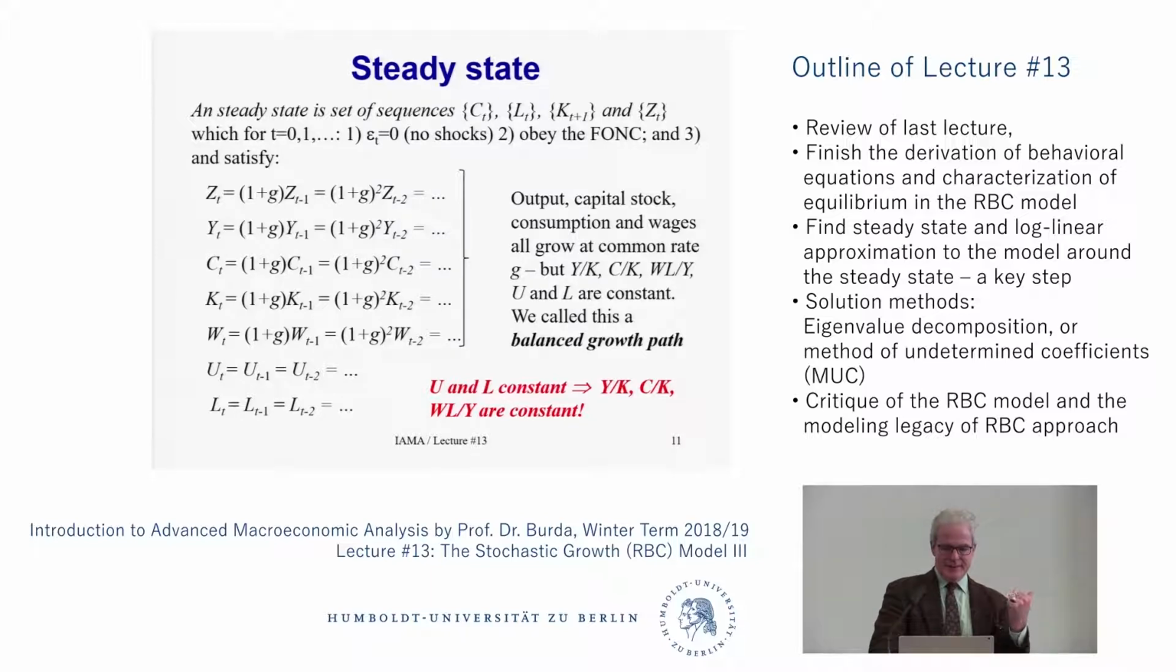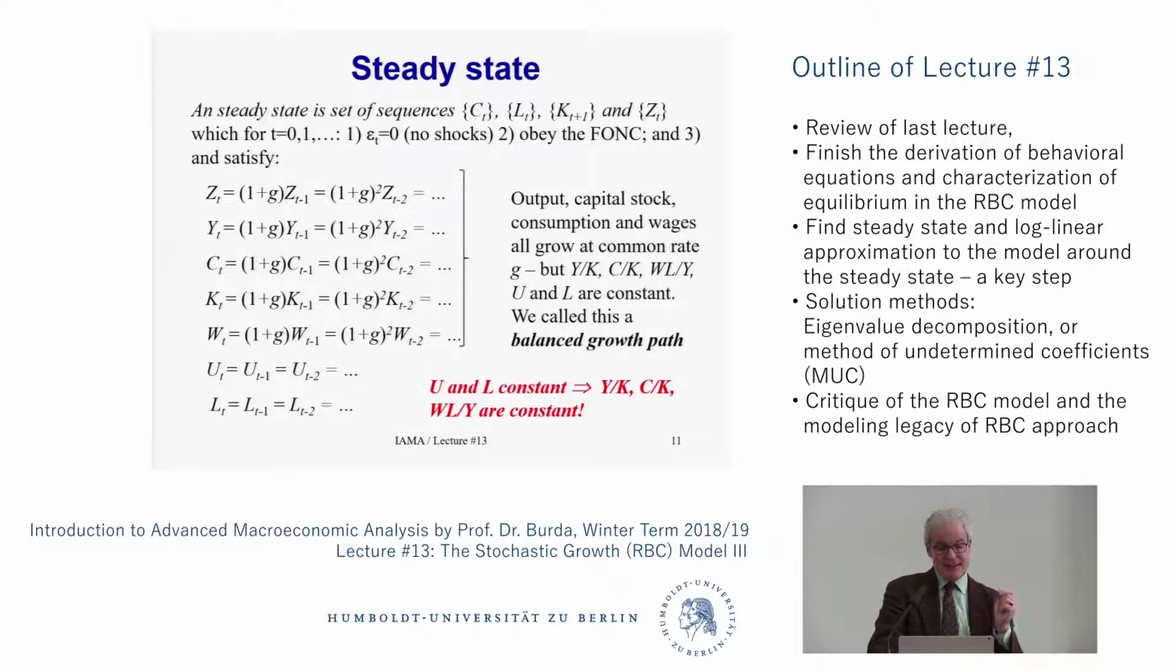First off, ZT will grow at the rate G. So every period in a steady state, ZT is equal to 1 plus G times ZT minus 1, absent the shocks, which is equal to 1 plus G squared times ZT minus 2. So that thing is just steadily growing, and that's the driving force of the entire economy. Y will grow at the same rate. So the production function is secularly increasing at rate G every period. Y is increasing at rate G, C is increasing at rate G, and K is increasing at rate G.